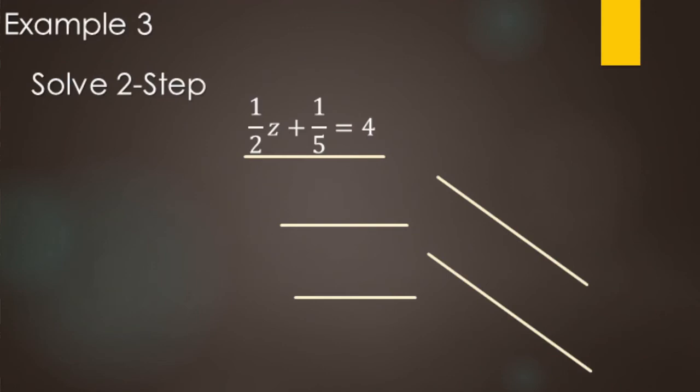All right, for this equation here, 1/2 z plus 1/5 equals 4. There are a lot of fractions on here, but don't freak out, we'll go slow. So there's our equal sign there. We notice that we have the z, our variable, on the left-hand side. So when we're done showing our work, we're going to have z equals, then the value there.